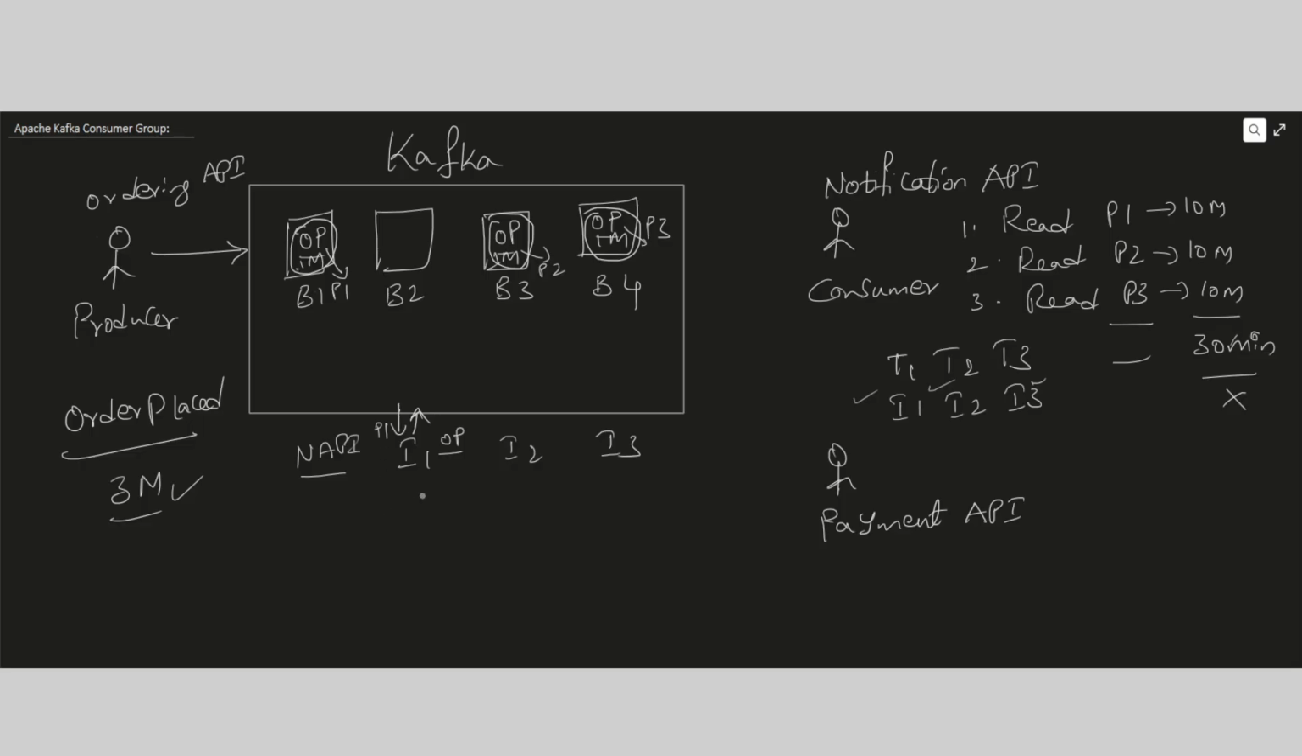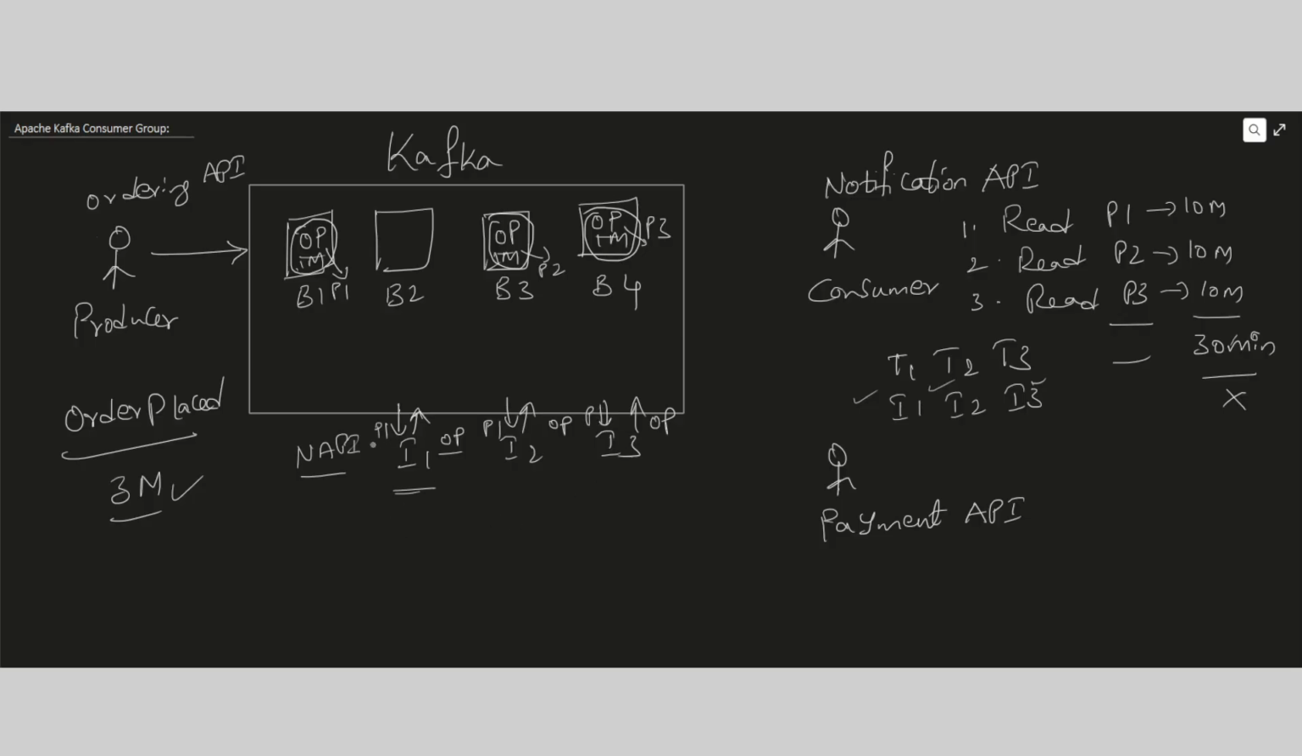So I1 has processed, I mean, it has started. Then instance 2 also requests Kafka saying, okay, for order placed topic, can you give me any partition? Then Kafka will check again which partitions are available for this topic. Again, P1, P2, and P3. It randomly gives any partition. It is quite possible that it may give the same partition again. Same with I3 also. Kafka may give the same partition again.